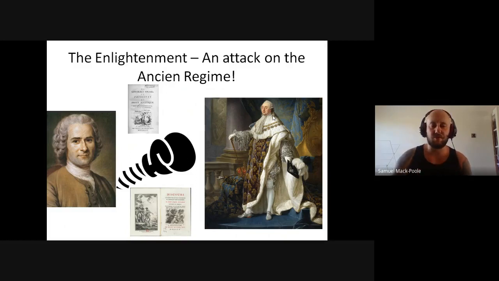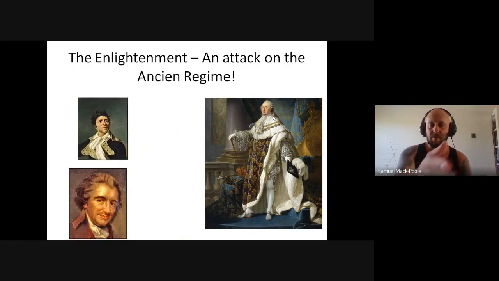Was it Jean-Jacques Rousseau? He did write in French. Would it have been Marat, who was on the ground at the time? Would it have been Thomas Paine? How widely would his works have been translated into French? So you've got to think about their impact on the revolution.